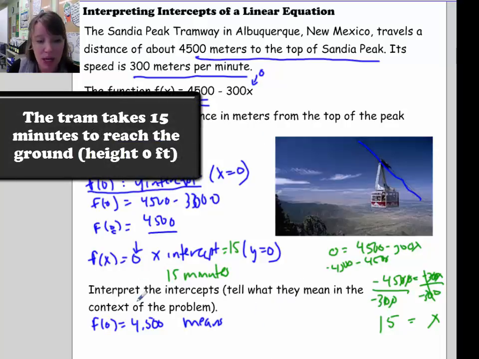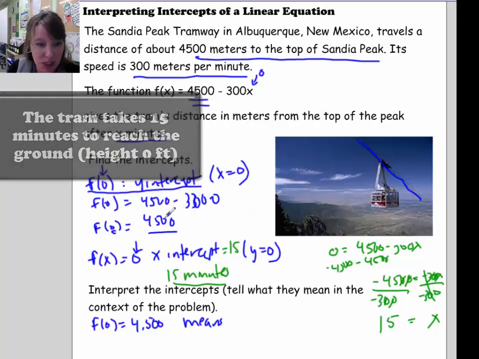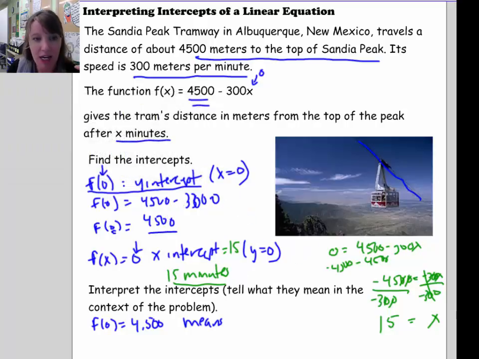Well, what does that mean in the context of the problem? Interpretation of the intercepts means take these numbers that you just got, 15 and 4,500, and interpret them into the context of the problem. So figure out what they mean in the context of the problem. This is one step beyond just finding out what they are. It's going back and looking at what this means.